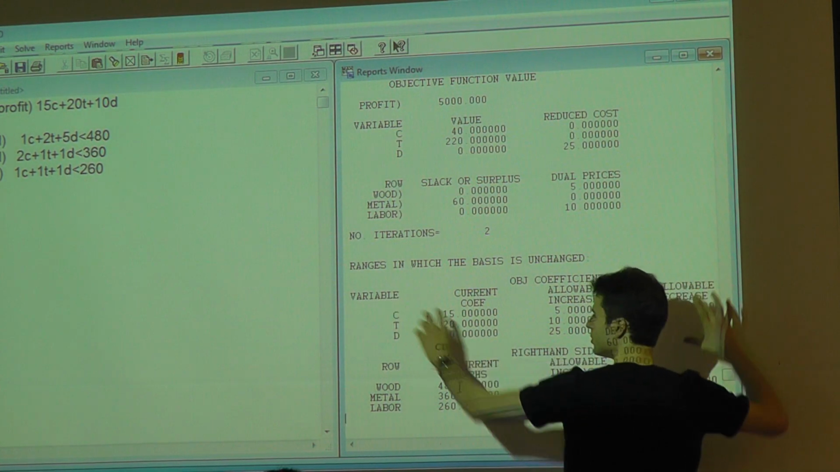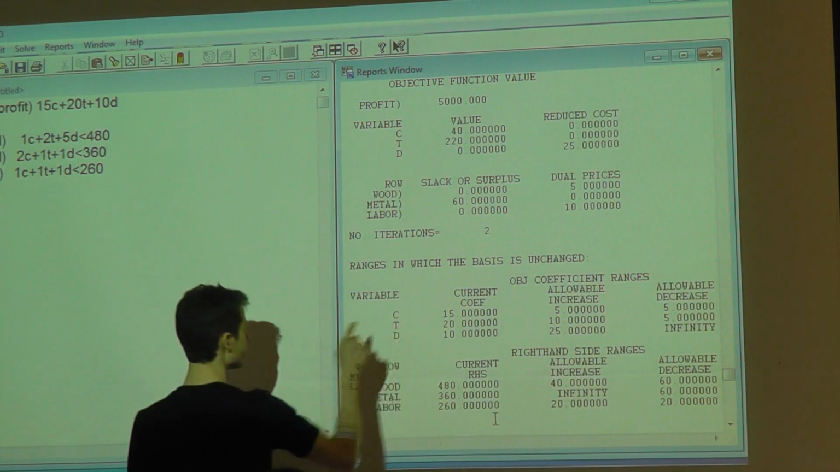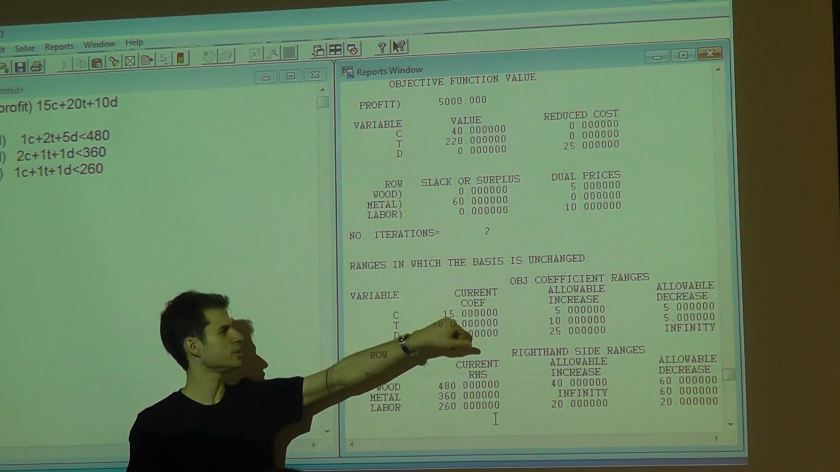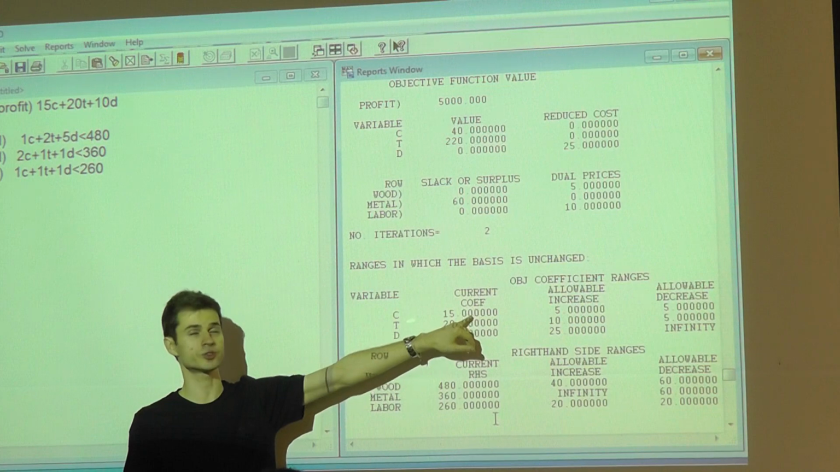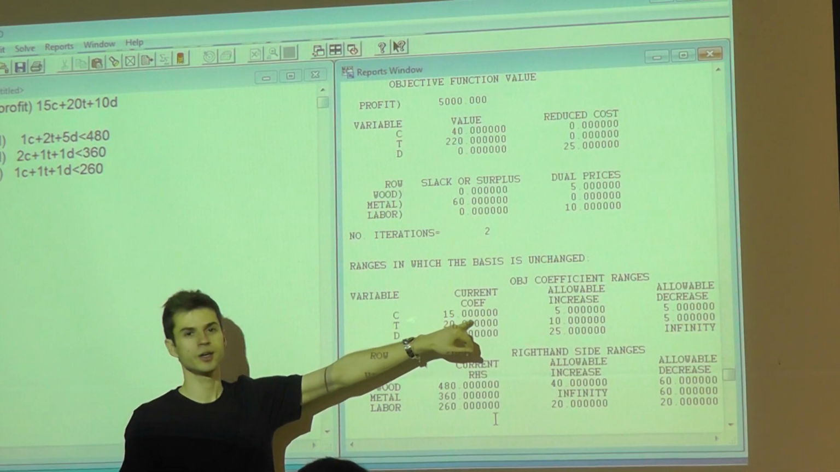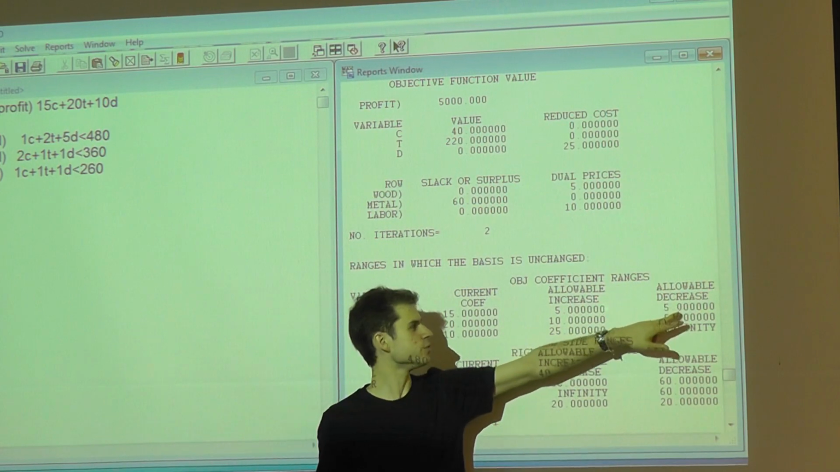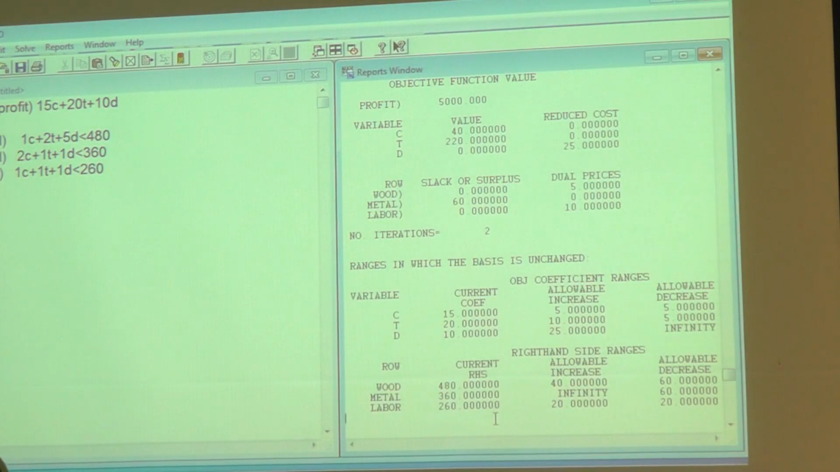This table, the first one, tells you the following information. The current coefficient of the chairs in profit is 15. So you derive a profit of $15 from the sale of one chair. If you increase it by $5, or if you decrease it by $5, the optimal solution will not change.